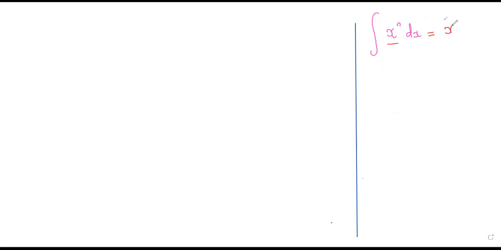Now if the function is of this type, we integrate it this way. We write down the variable, that is x, as it is. We write down the old power that was n. This is the old power that is there in the function. We add 1. We divide by the new power, that is n plus 1, and we just write down a constant. This is how we integrate any function.